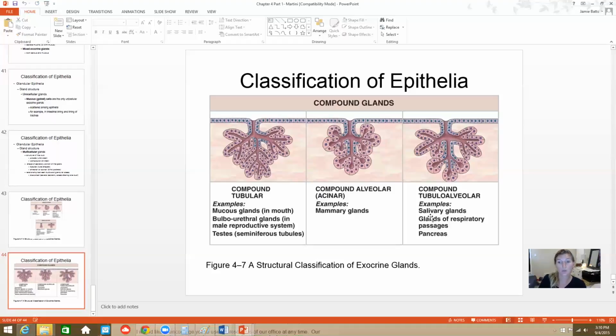Do you have to know which glands are which? No, but you should know examples of each. So you should know that mammary glands are compound alveolar. You should be able to tell me that one of these is a compound tubular alveolar. So either know that it's salivary, know that it's pancreas, know that it's respiratory.